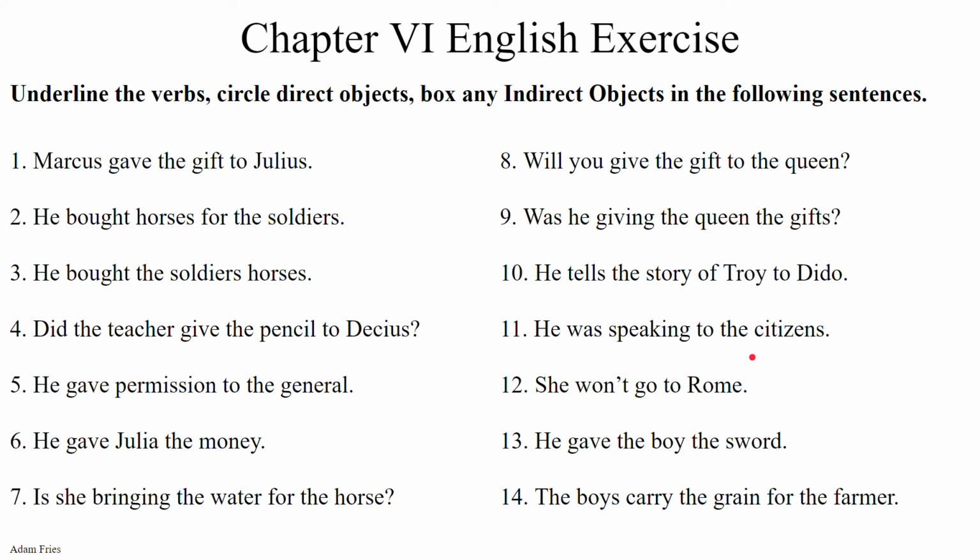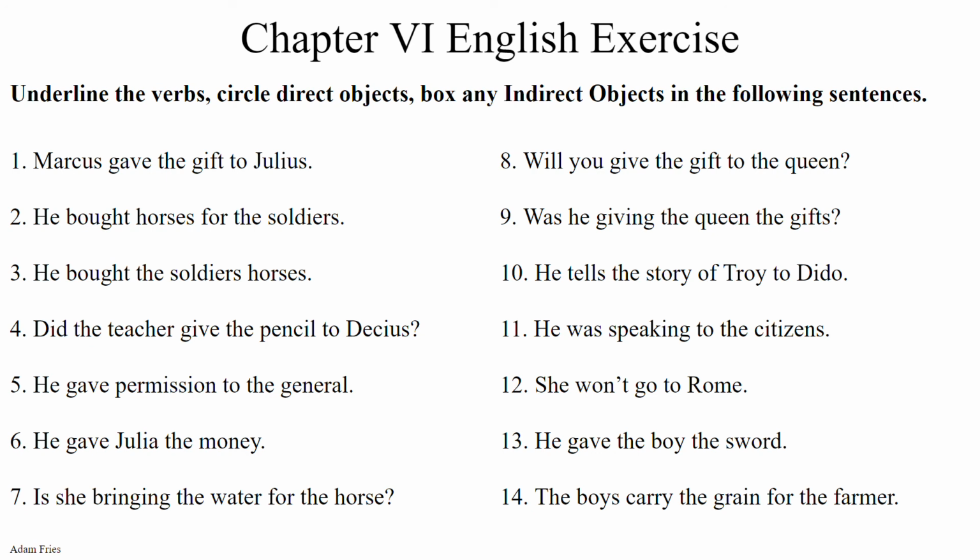13. He gave the boy the sword. So the verb is gave. Did he give the boy or did he give the sword? He gave the sword. Circle the sword as the direct object and then put a box around the boy as the indirect object in the dative.